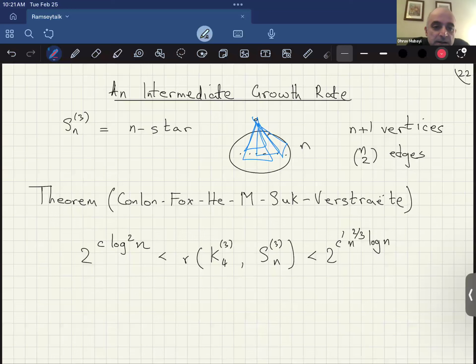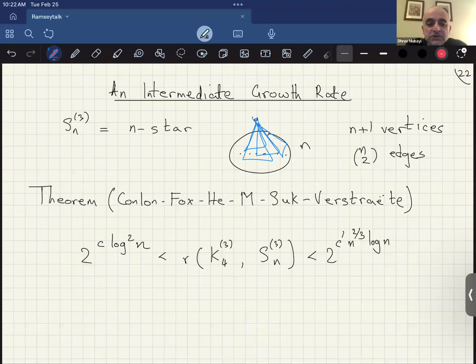So let me say just one curious problem. We had some things that were polynomial and some things that were exponential, and you may wonder if something can ever be in between. And we found a theorem, Conlon, Fox, myself, Suk, and Verstraete, of a strange Ramsey problem where it's in between polynomial and exponential. It's the Ramsey number of K4 versus not a clique, but a star. So a star is what I've described over here.